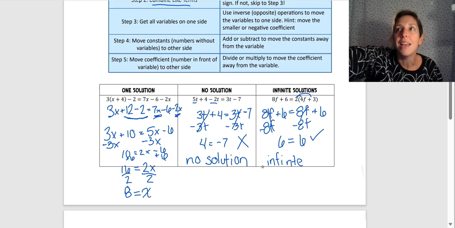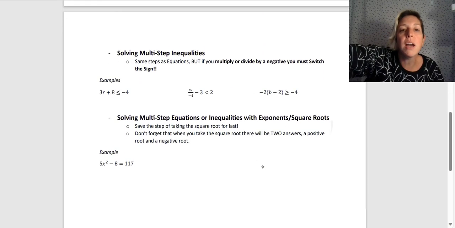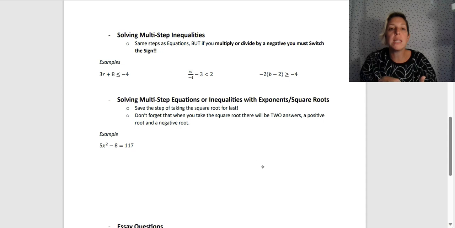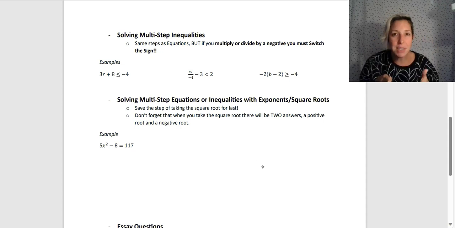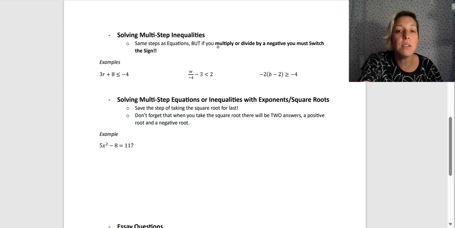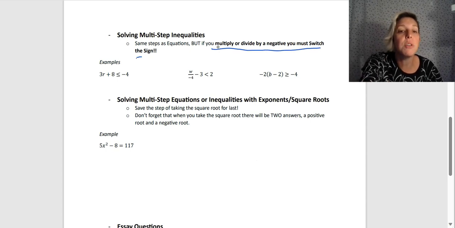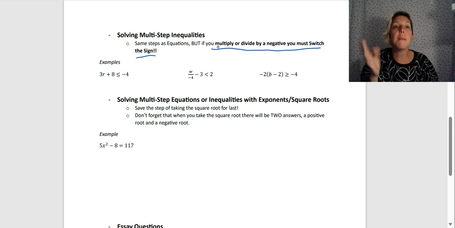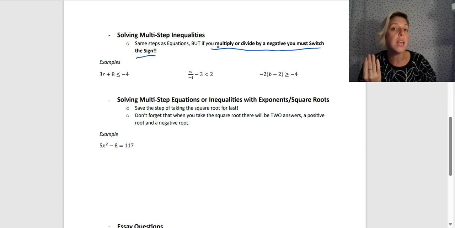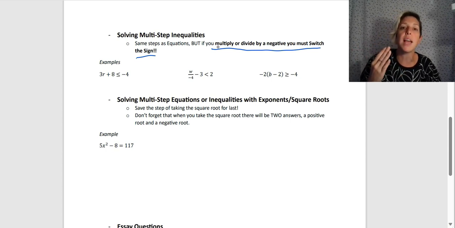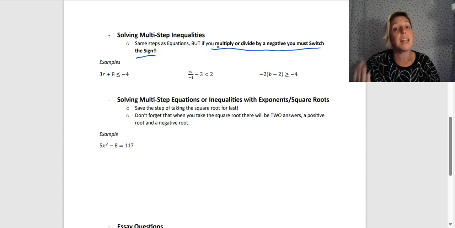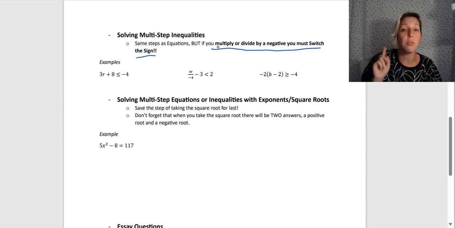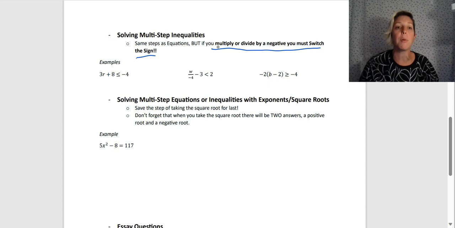All right. So moving on to solving multi-step inequalities, you follow the exact same steps that we just talked about for equations, but if you multiply or divide by a negative, here's when you have to switch the sign, and that means you're switching the direction that your sign is facing. So if it's a less than and you multiply or divide by a negative, you switch it to greater than. So I'm going to quickly run through these three examples.